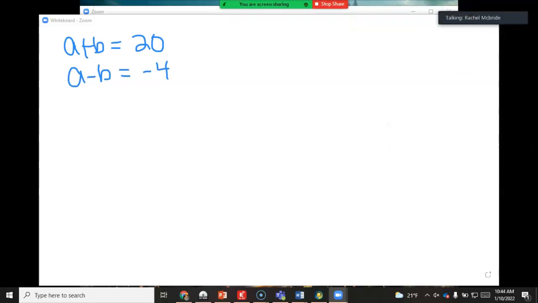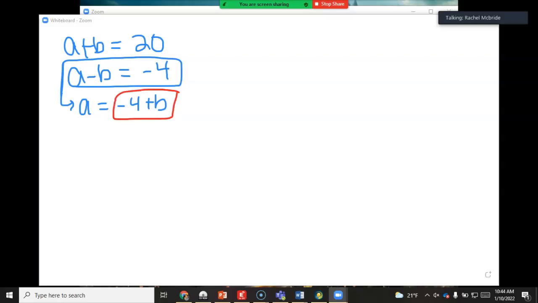So what we're going to do is solve in the bottom equation for A. So you have A equals -4 plus B. So I just added B to the other side. And then what I'm going to do is substitute -4 plus B in for A in equation 1. So you replaced A with the first problem.